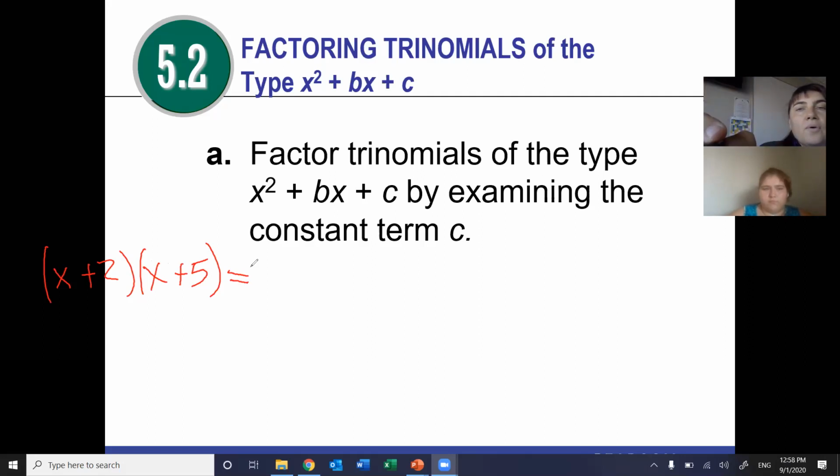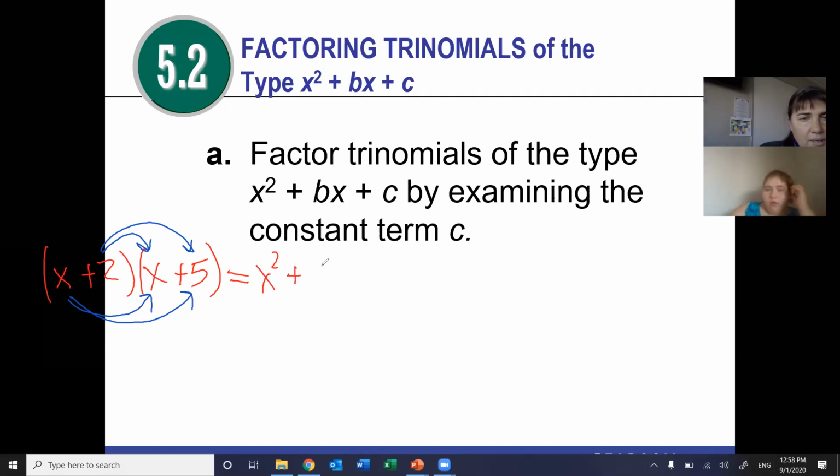Okay, Carissa, let's multiply this. FOIL this and tell me what you're going to get. Okay, FOIL. Here we go, FOIL. x squared plus 7x plus 10.